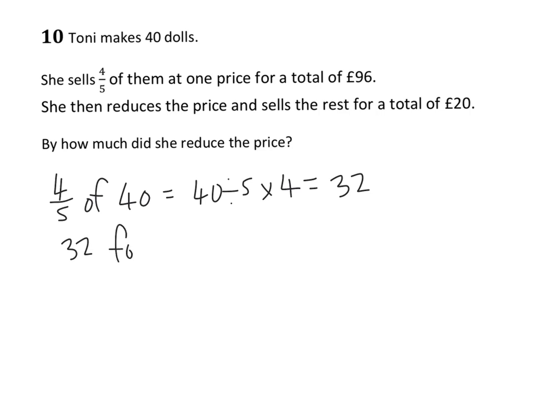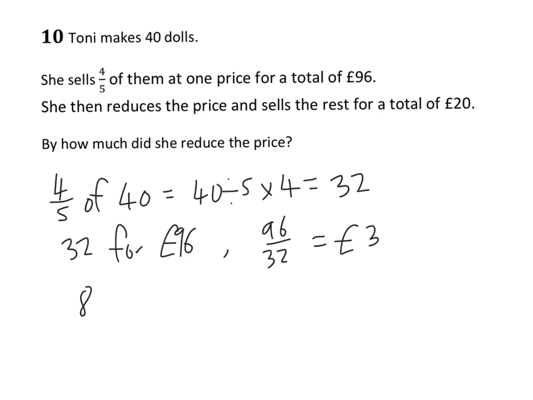For £96. What would that be for each doll? Divide 96 by 32 and you get £3 for a doll. Let's look at what's remaining then. If she sold 32 out of 40, there are 8 left.